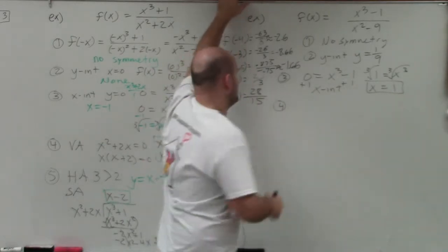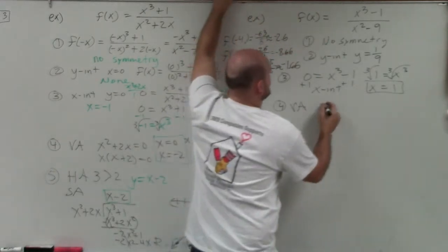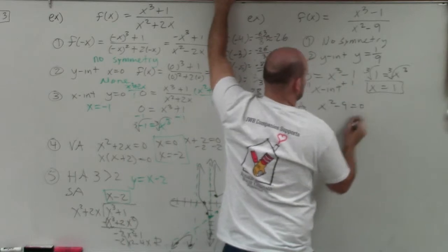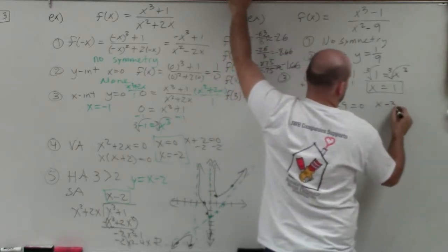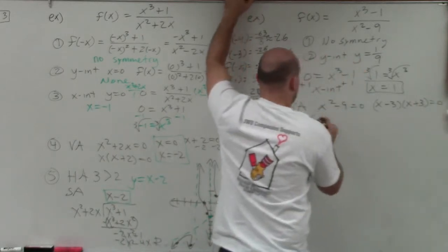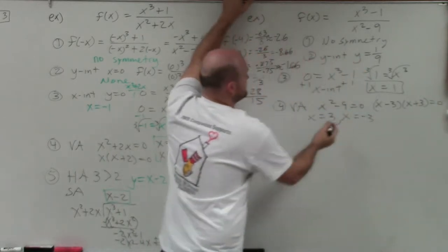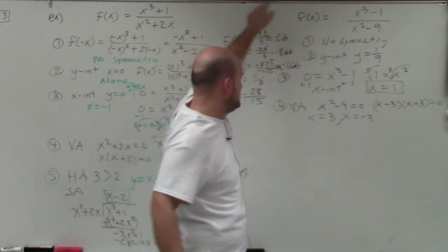Number 4, I need to find the vertical asymptotes. For vertical asymptotes, you set your denominator equal to 0. x squared minus 9 equals 0. Use difference of two squares to factor this. Therefore, x equals +3 and x equals -3. Those are both asymptotes. I can verify there are not going to be any holes.